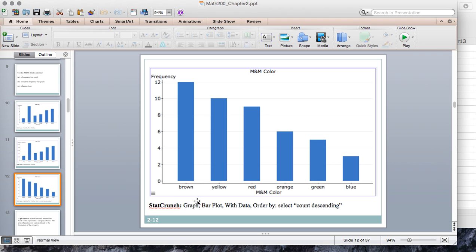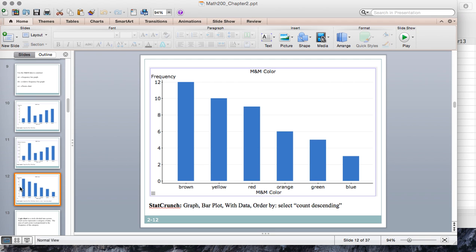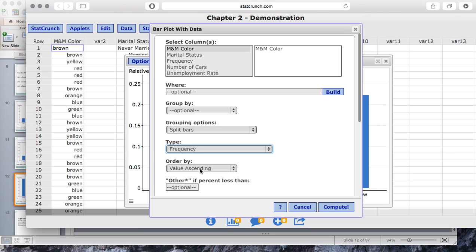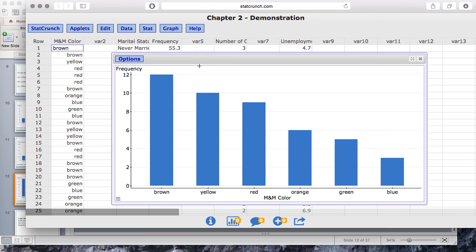Now if I want a Pareto chart, the only thing that I'm going to change is to go back to a frequency. So I'm going to do Options, Edit, get it back to frequency. But then if you take a look here, instead of not selecting a particular thing for order by, this time I want to order by count descending. So if I go here and select count descending and do compute, it just reorders the categories at the bottom so that I have the largest category first and the smallest category last.